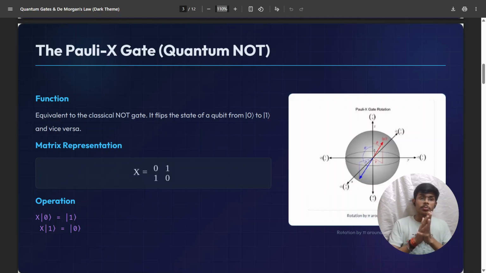Okay, so let's begin with the Pauli X gate, or quantum NOT. If you are coming from a computer science background, just call it a NOT gate. It is the quantum equivalent of a bit flip. It takes a state of zero and turns it into a one, or vice versa. Mathematically, we represent the gate as a matrix.